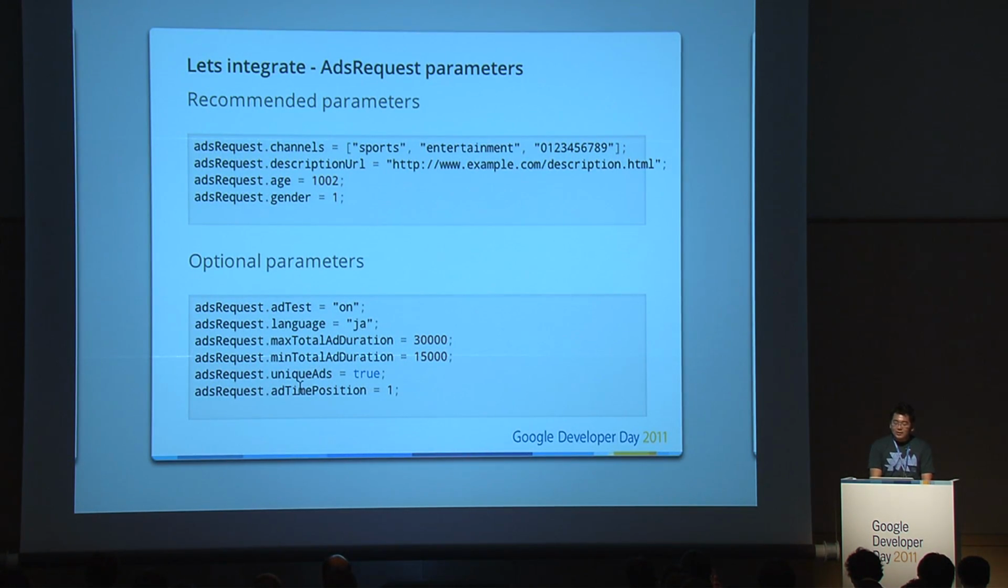And lastly, you have the ad time position. So this one will allow you to define where the ad starts. So maybe you want to start a second in or 2 seconds in. You can use this parameter.